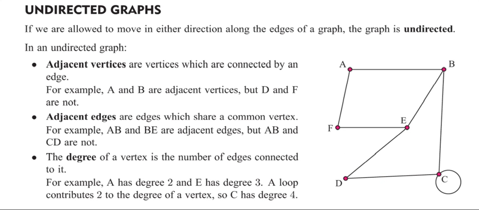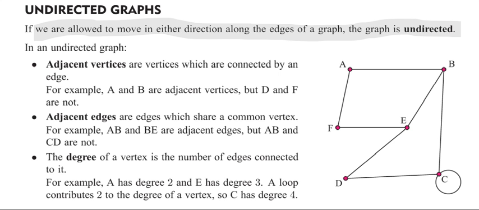The next topic, or subtopic or key term that we have, is undirected graphs. So what exactly are undirected graphs, first of all? If we are allowed to move in either direction along the edges of a graph, the graph is undirected. That means if we can move in either direction, we can move from F to A, and we can move from A to F. We can move in any of the directions. So that's an undirected graph.